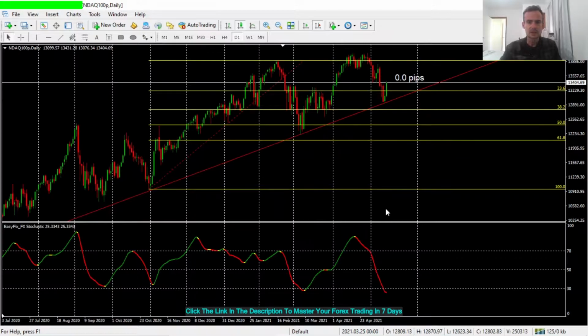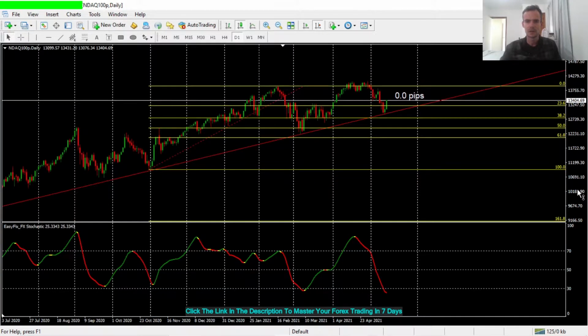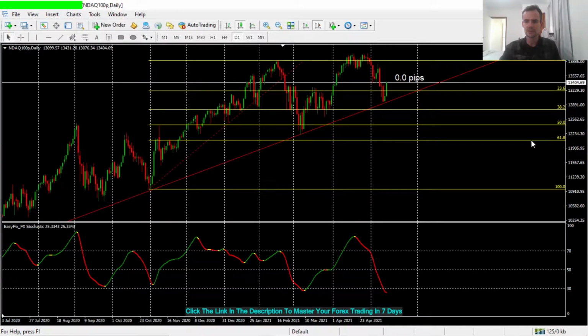Let's just leave it like that. Okay, then basically, as you guys know, with the fib retracement, the golden zone, I don't care what anyone else says, some people use the 78.6 as well. Okay, but I only look at the 50 and the 61.8.